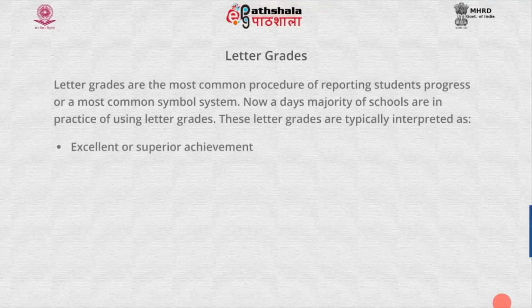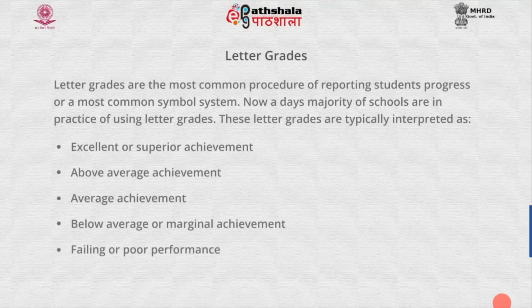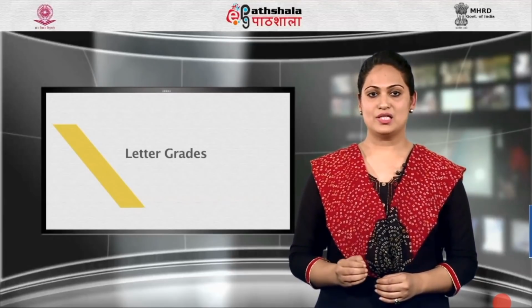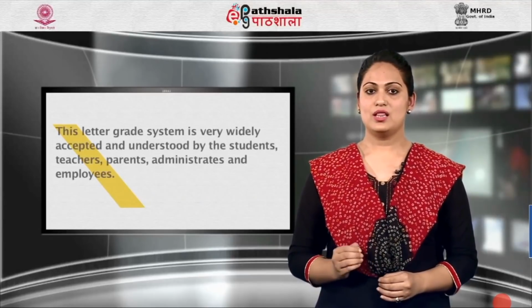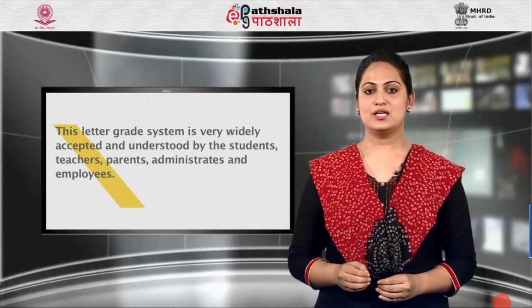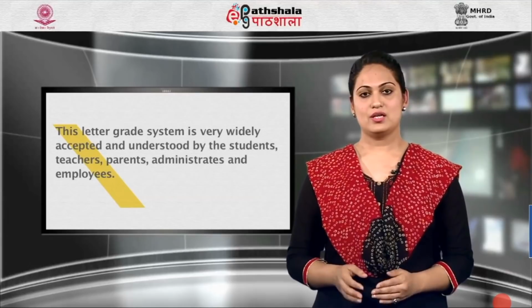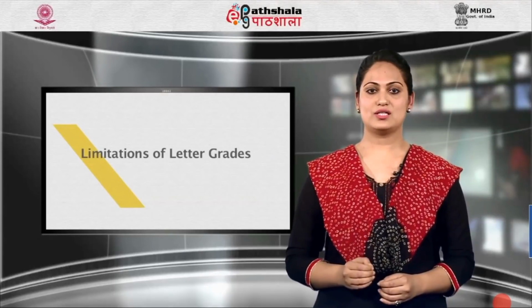These letter grades are typically interpreted as A for excellent or superior achievement, B for above average achievement, C for average achievement, D for below average or marginal achievement, and E for failing or poor performance. These symbols are provided in report cards with plus and minus symbols, which indicate finer distinctions between the letter grades. This letter grade system is very widely accepted and understood by students, teachers, parents, administrators, and employers.